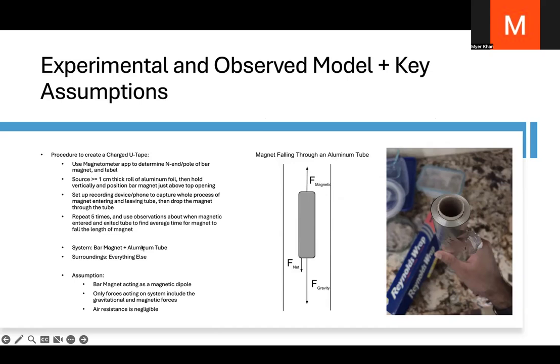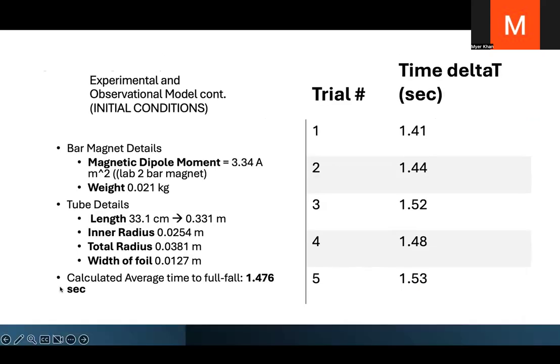And so our procedure was basically just dropping the bar magnet through the tube five times, repeating, and finding the average time for the magnet entering and falling through the tube. So our system was the bar magnet plus the aluminum tube, and the surroundings for everything else. Our assumptions were the bar magnet as a magnetic dipole, with the only forces being the gravitational and magnetic forces, with air resistance negligible.